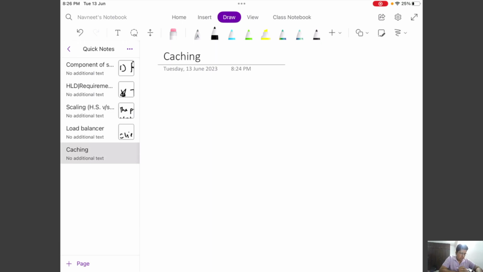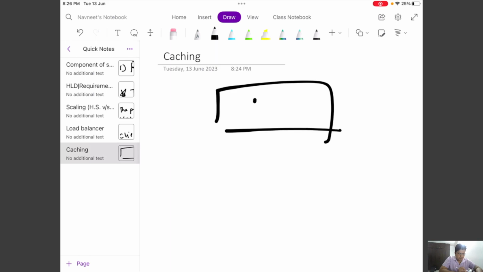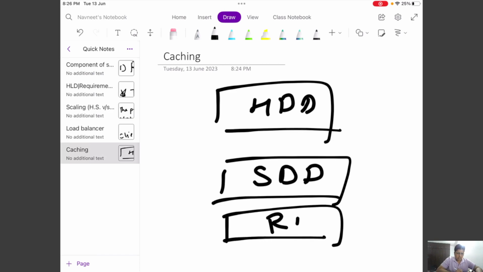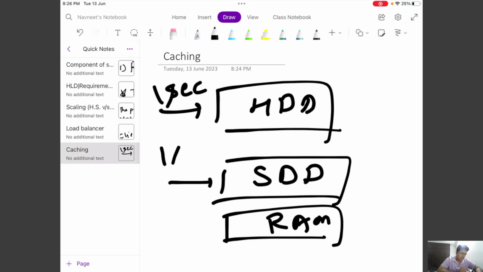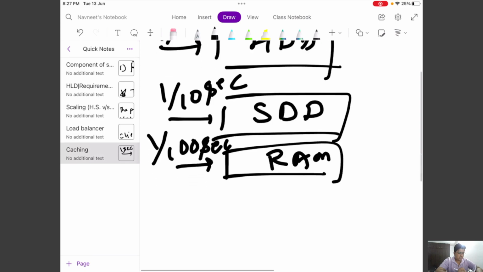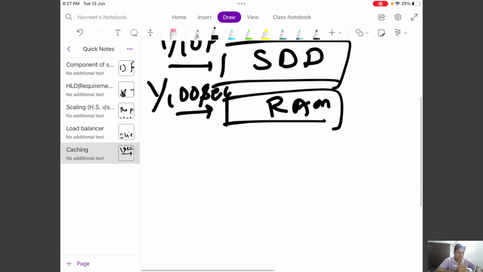Suppose you have a hard disk and you have a RAM. Okay, we can take the example of SSD and the example of RAM. Suppose you want to access something from the HDD, it will take 1 second. From the SSD, maybe it will take 1 by 10 seconds. And if we talk about RAM, to access the data it may take 1 by 100 seconds. Now, the question is why it is like this? Because SSD is faster than HDD and RAM is faster than HDD.